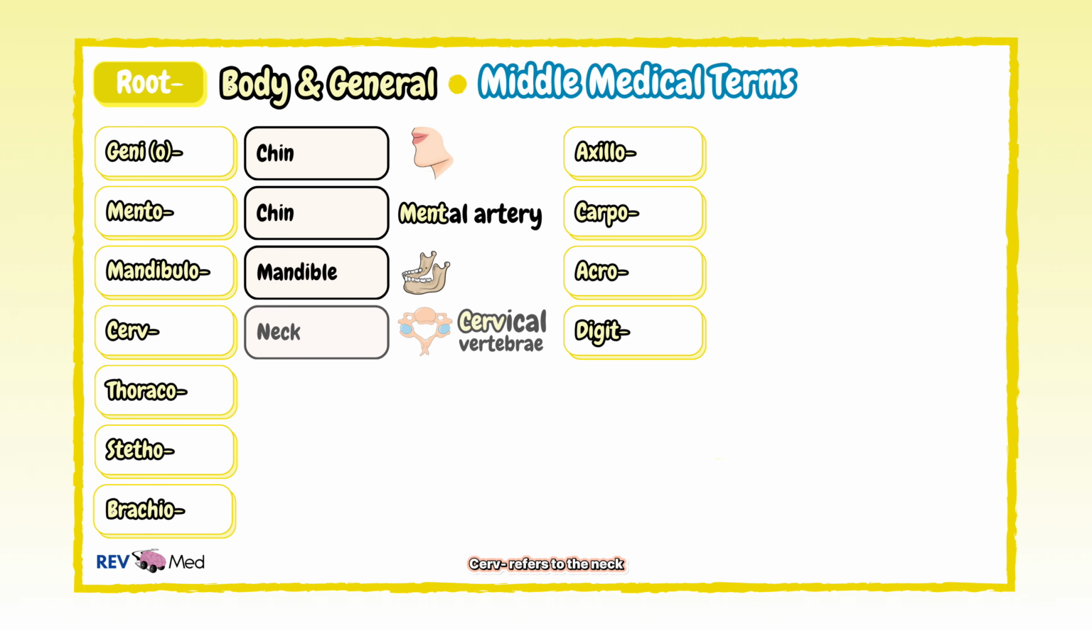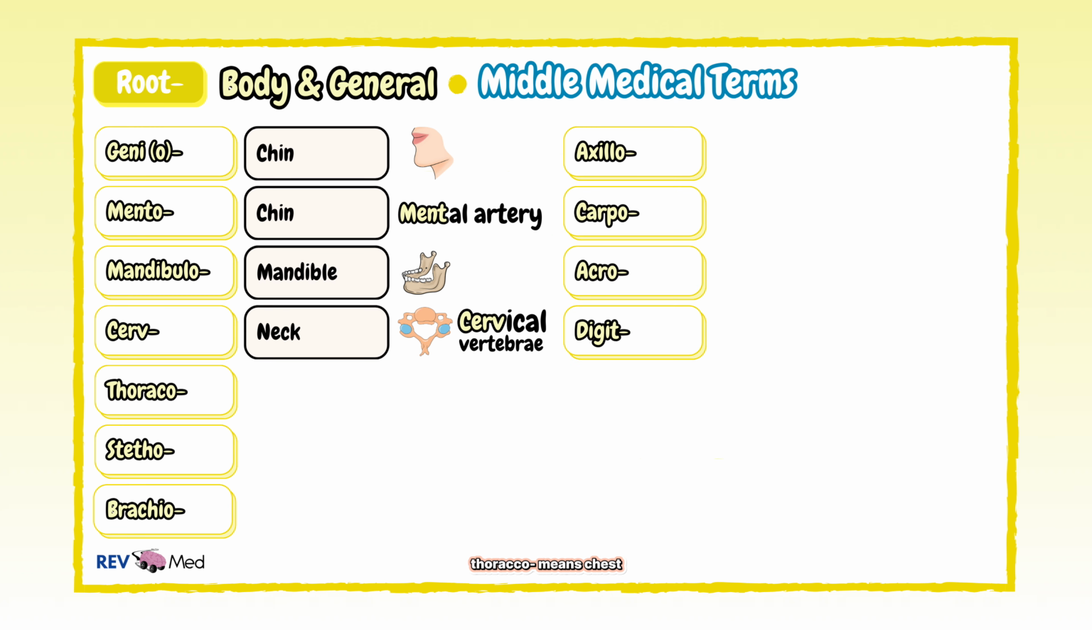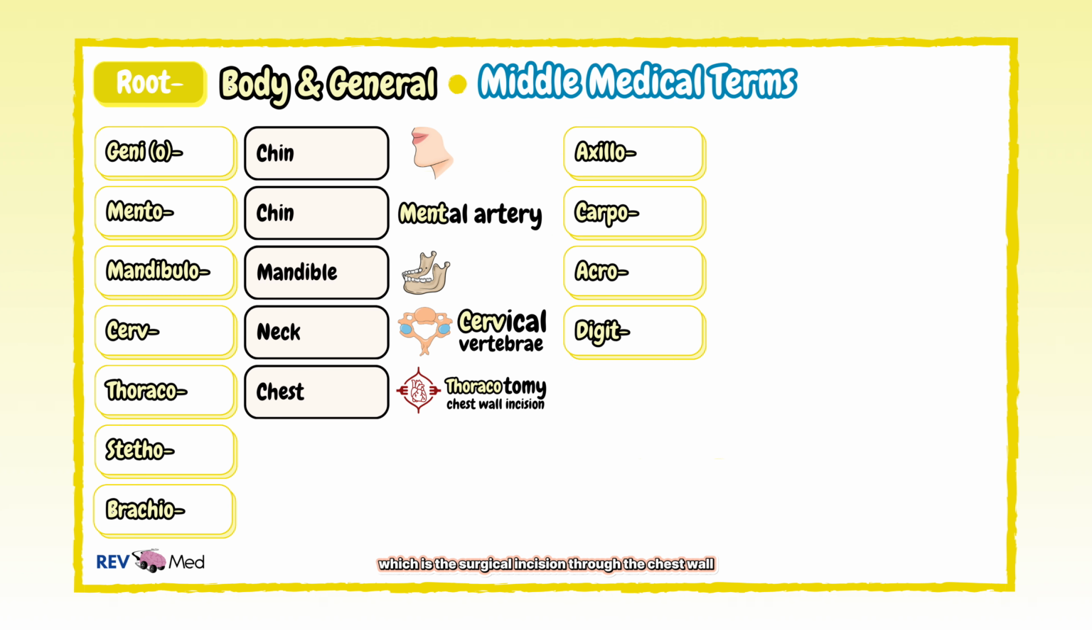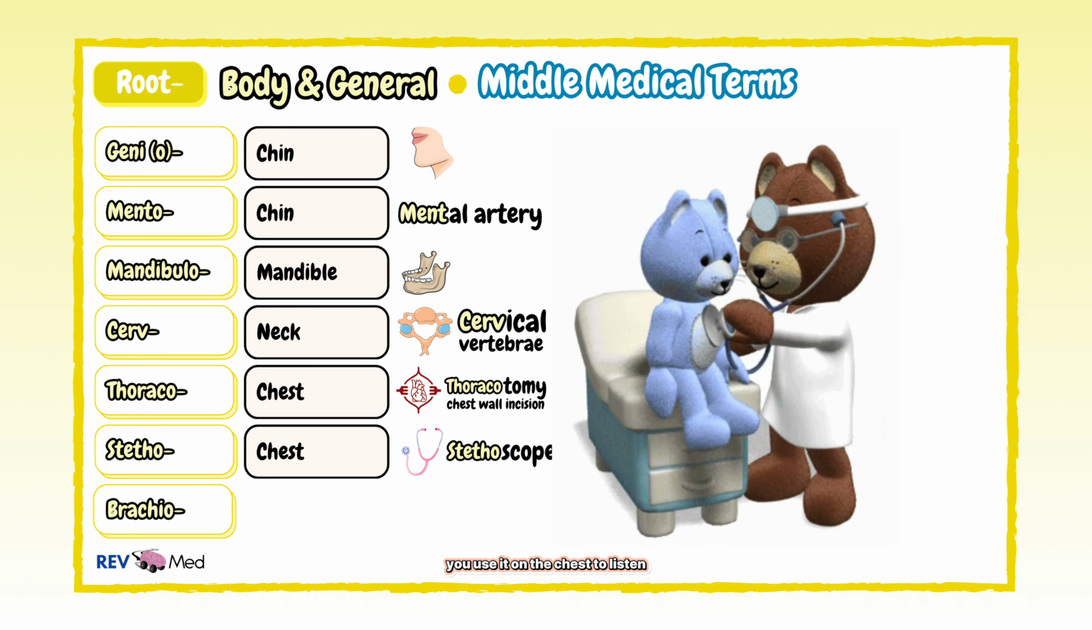Cerv refers to the neck. Cervical bones of your vertebrae are in the neck region. Thoraco means chest. Think thoracotomy, which is the surgical incision through the chest wall. Stetho also means chest, which is also used for your most expensive piece of jewelry, your stethoscope. You use it on the chest to listen.